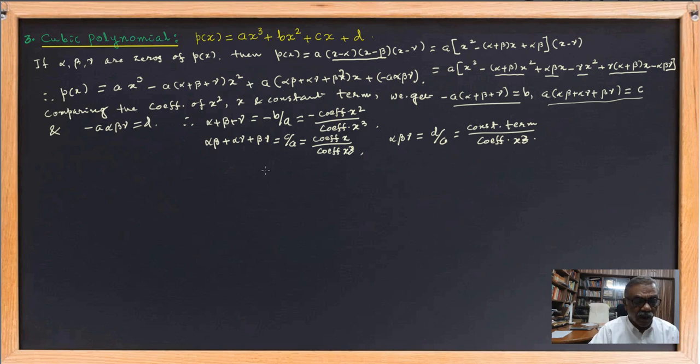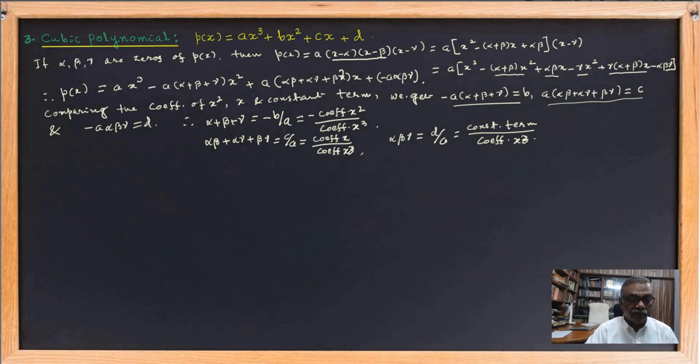And now I can say in general, if the polynomial is of degree n of the form p(x) is equal to a_n x raised to n plus a_(n minus 1) x raised to n minus 1 plus etc. plus a_1 x plus a_0, and if by the fundamental theorem of algebra, alpha 1, alpha 2, etc., alpha n are the zeros of this polynomial, then as in the case of quadratic and cubic polynomial, this can be written as p(x) is equal to a into (x minus alpha 1)(x minus alpha 2) and so on, (x minus alpha n).